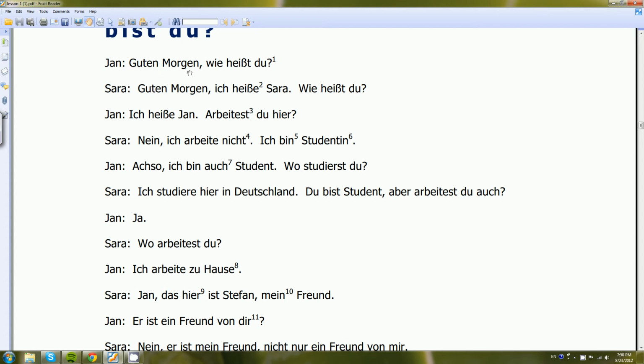Guten Morgen. So sometimes, just like in English, this T sound won't always be a clear T. If you're speaking more quickly, it might kind of just get dropped.